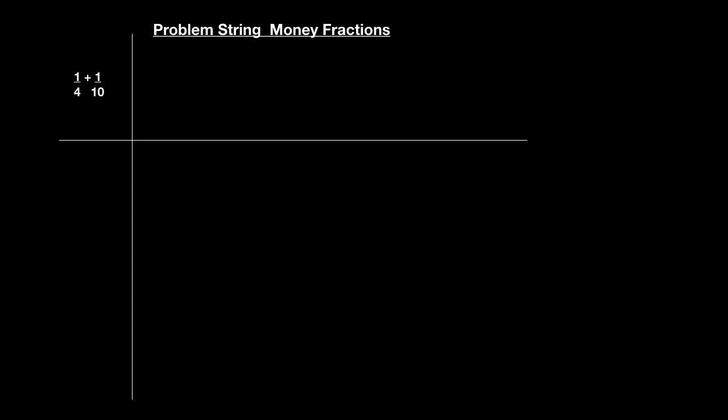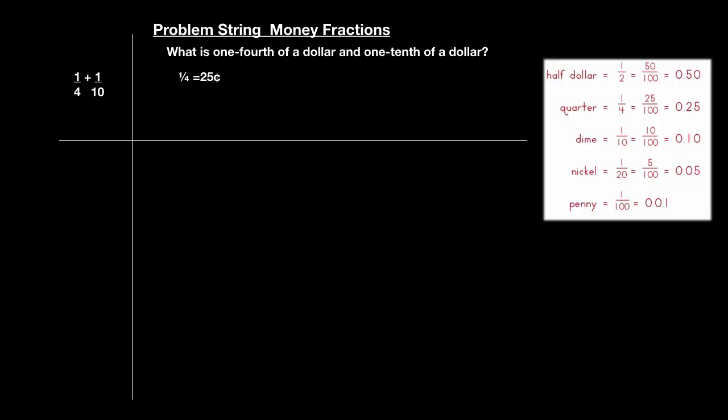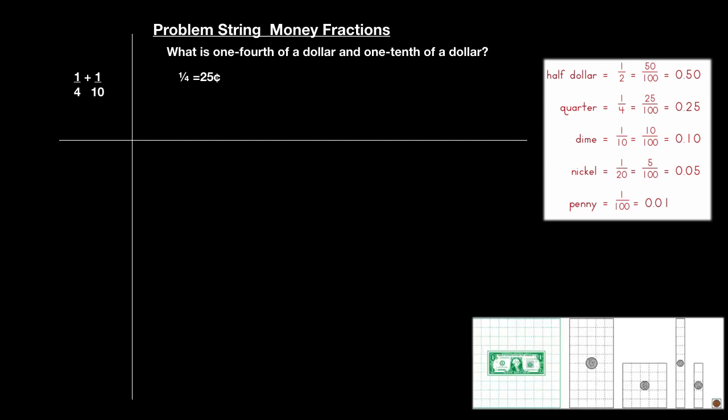We can look at this as a word problem. What is 1/4 of a dollar and 1/10 of a dollar? Now we see this sentence and we know that 1/4 of a dollar is 25 cents. And we see that 1/10 is 10 cents. So 10 cents of a dollar. And that helps us in our minds see it as money and not necessarily as a fraction that is complicated. So we know that 25 cents plus 10 cents equals 35 cents.